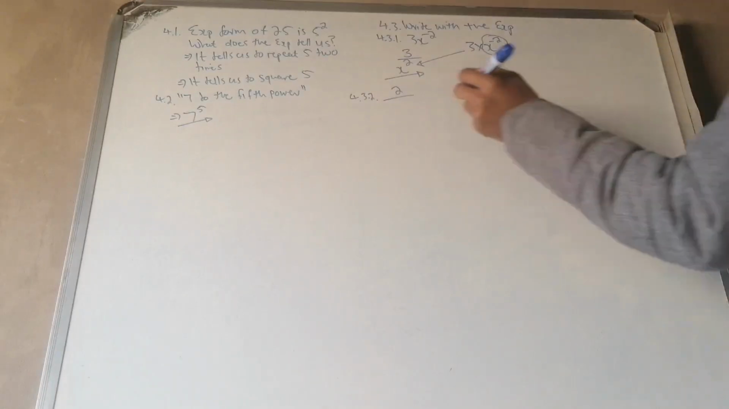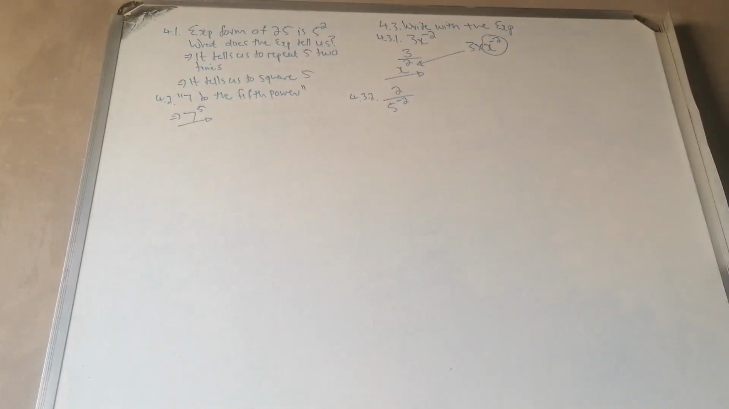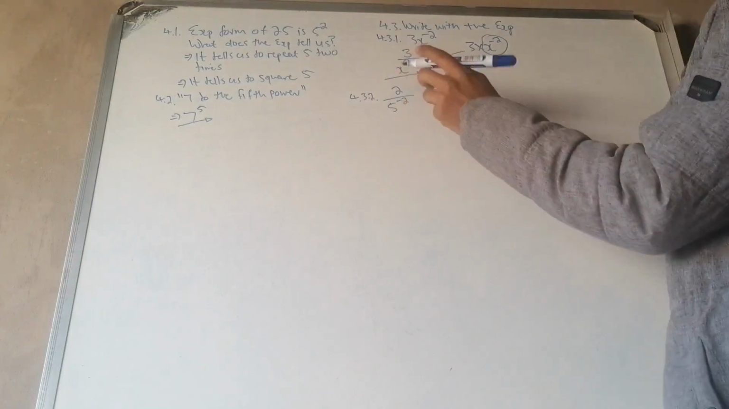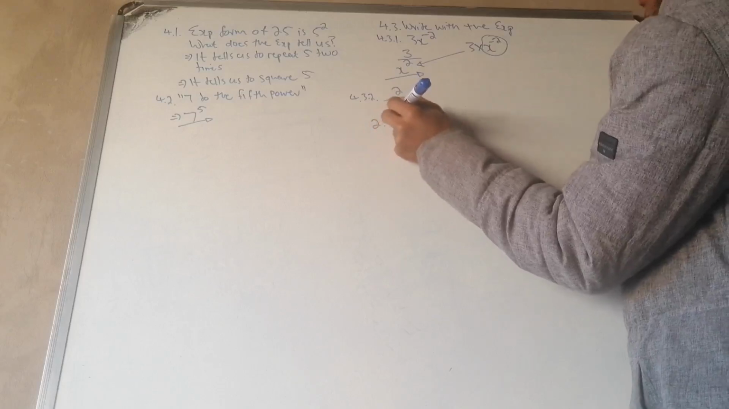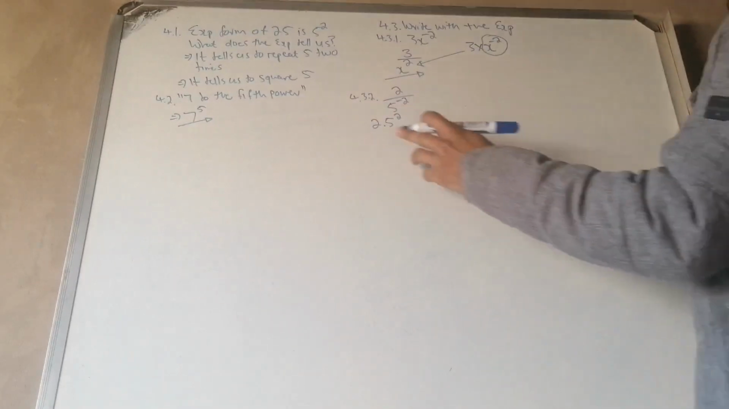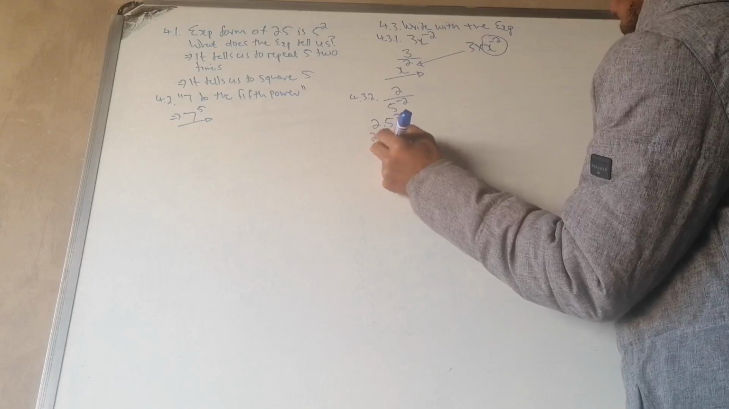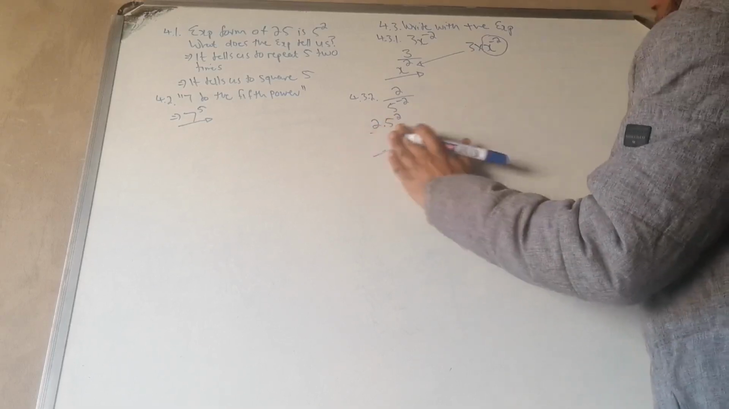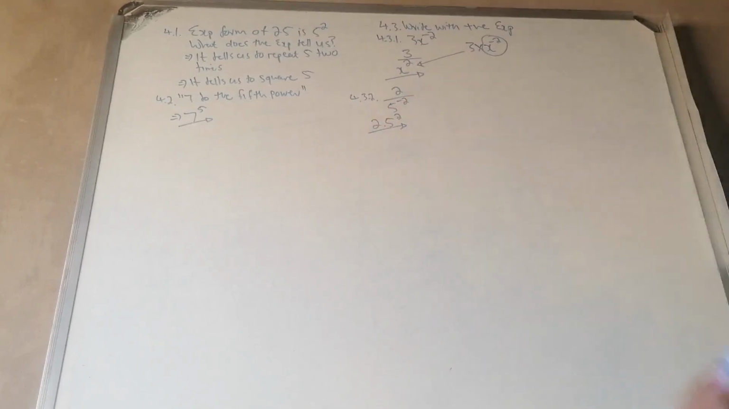Next, 2 divided by 5 to the minus 2. Rewrite with positive exponents. The 5 moves up, and the exponent becomes positive. So it is 2 times 25, which is 50. It's important to write it with positive exponents. Highly important.